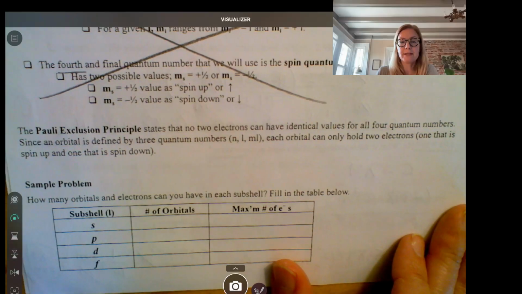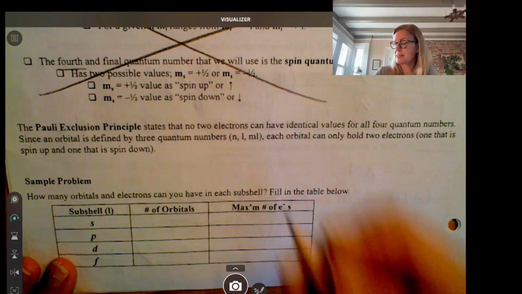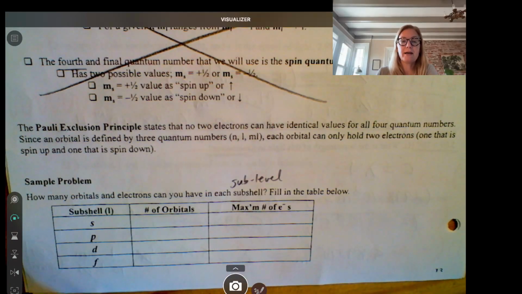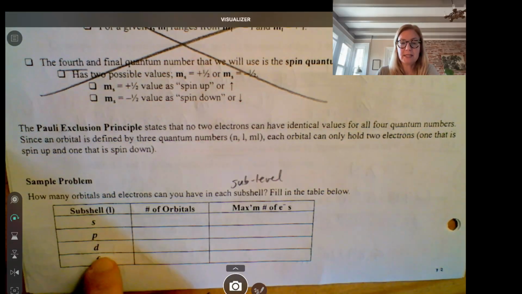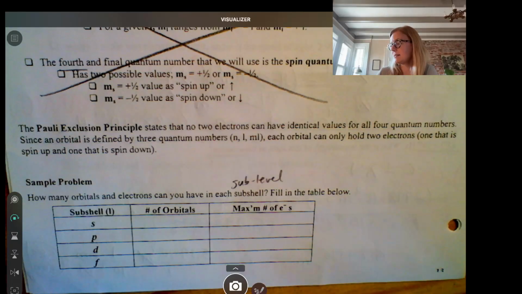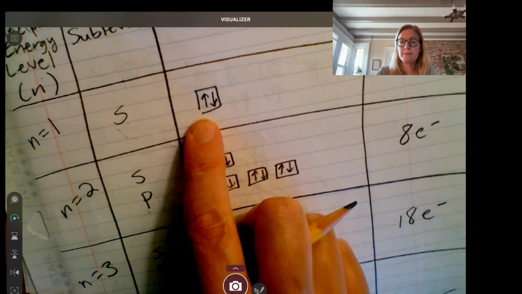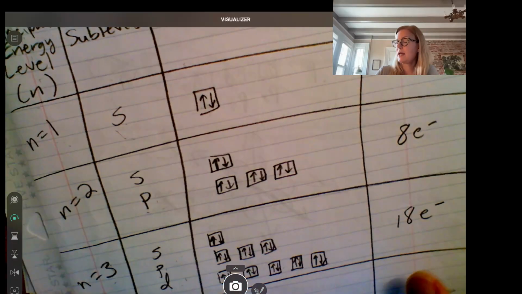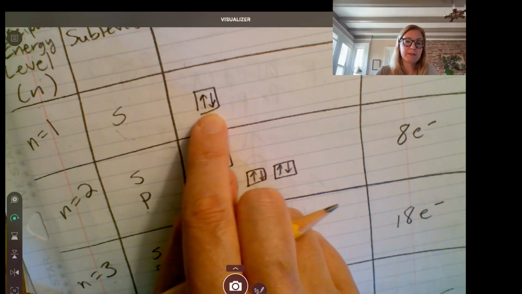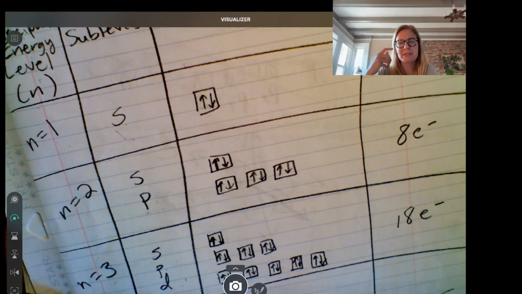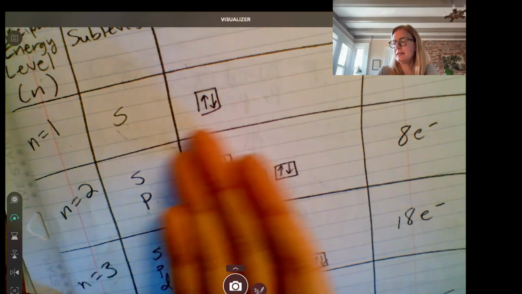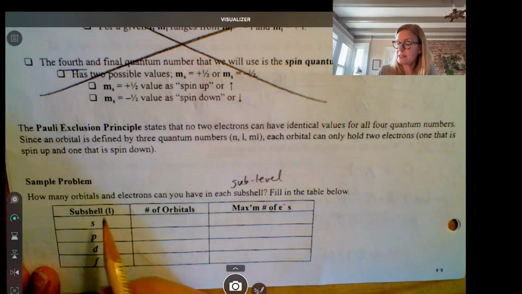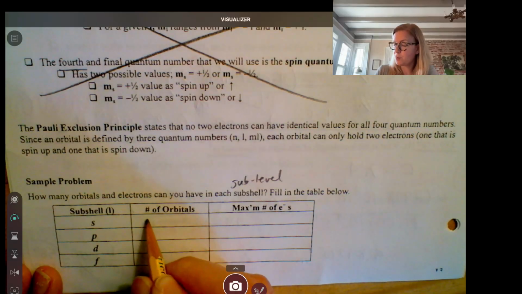So how many orbitals and electrons can you have in each subshell? A subshell is a sublevel, okay? So we have the S sublevel, the P, the D, and the F. The S sublevel is often represented by just one box or one line. In chemistry, you may have done boxes or lines. And then the arrows represent electrons. We normally represent electrons with dots, but when we're talking about quantum numbers, we often represent them with arrows.